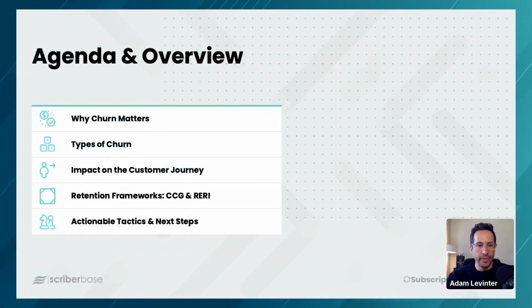Course, why churn matters, why you should pay attention to churn in your business, the different types of churn. So churn is not one overarching thing. There's actually two main categories of churn. We'll talk about those today. We'll also talk about the impact of churn on the customer lifecycle and customer journey. We'll give you a couple of retention frameworks that are quite handy in reducing churn by 5 to 10% at least on average, and then some actionable tactics and takeaways.